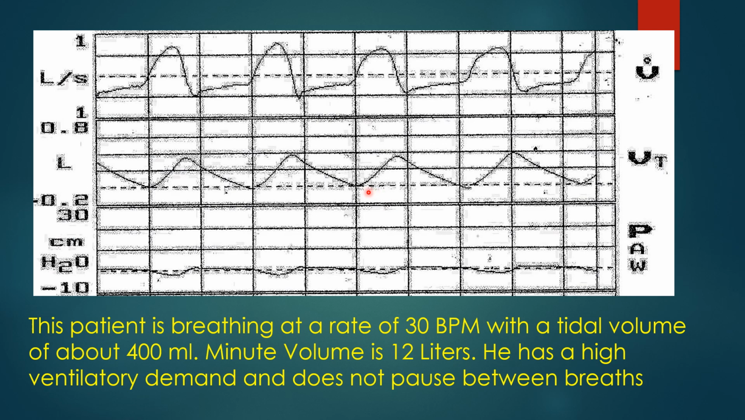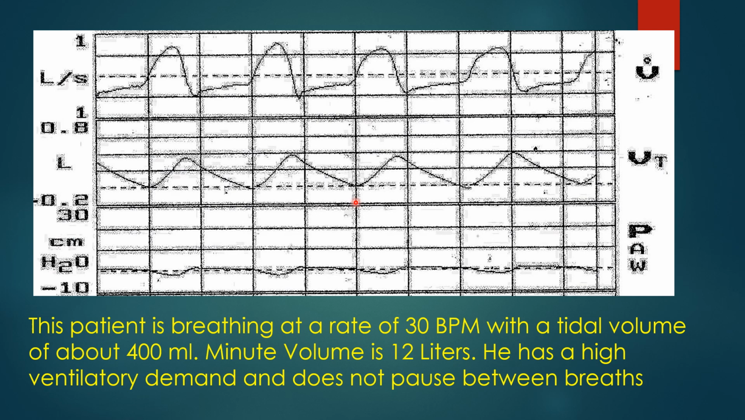This patient is breathing a big minute ventilation, because if you multiply his respiratory rate times his tidal volume, you get a minute ventilation of about 12 liters. That means he has a high ventilatory demand. And he doesn't pause between breaths. This guy is breathing in, out, and really can't breathe any faster without trapping even more air. So this is not rapid shallow breathing.